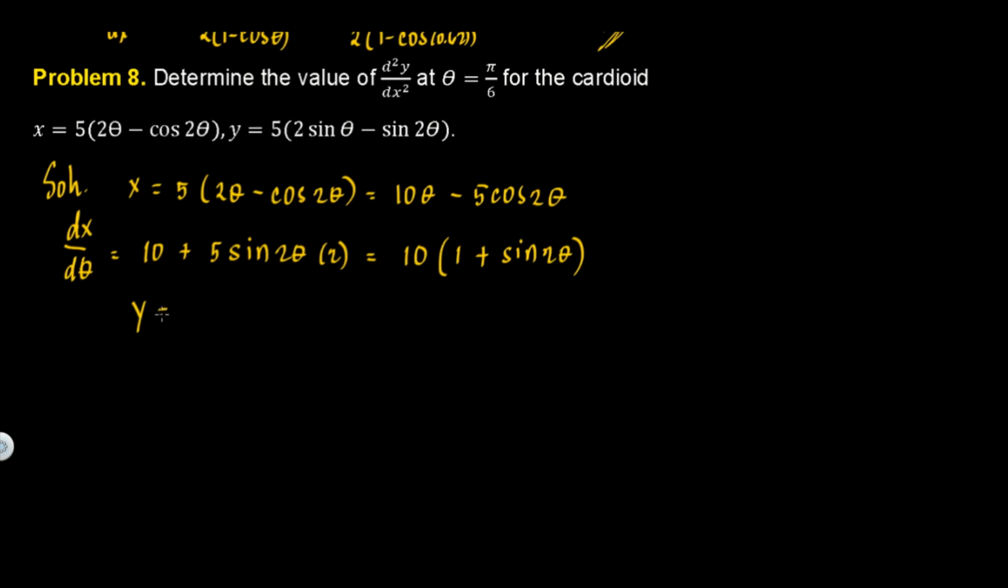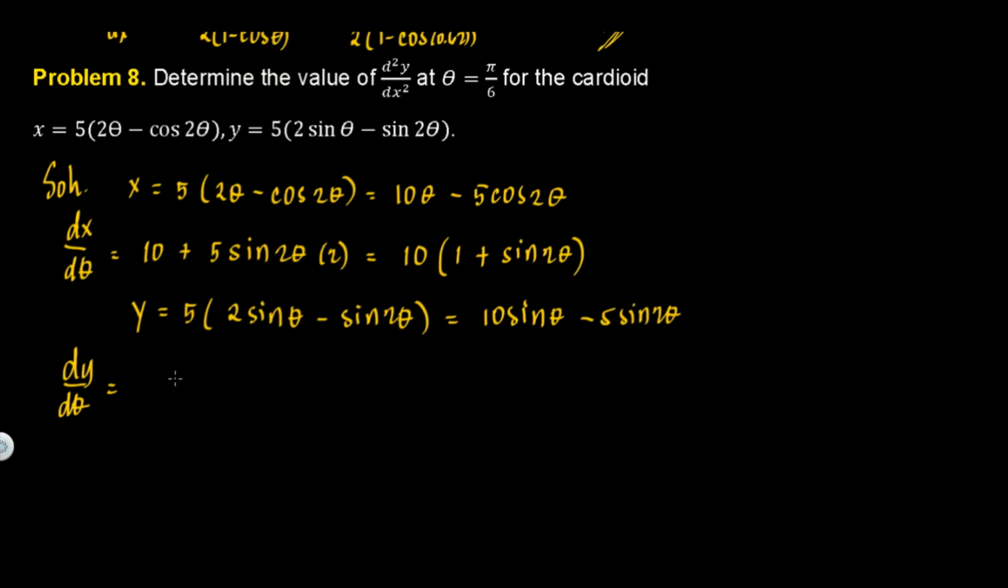Next, y. Y is 5 times quantity 2 sine theta minus sine 2 theta, or 10 sine theta minus 5 sine 2 theta. So dy over d theta is equal to 10 times cosine theta, then minus 5, meron pang 2, so 10 cosine 2 theta. Then, 10 times quantity cosine theta minus cosine 2 theta.